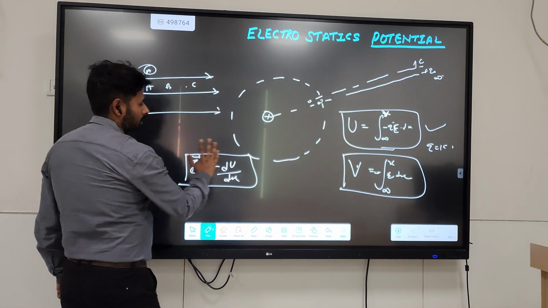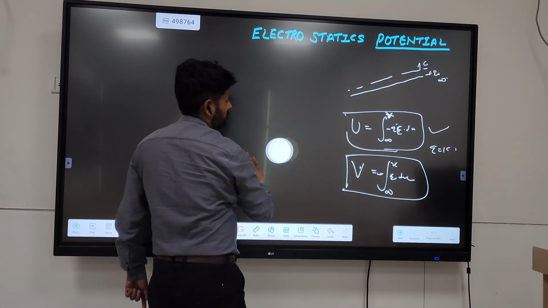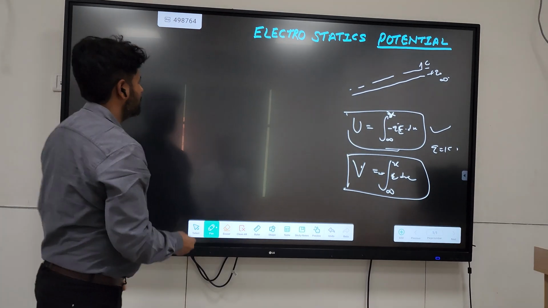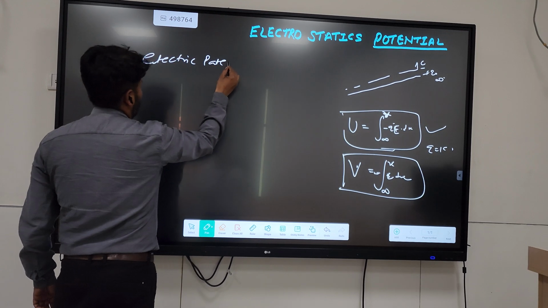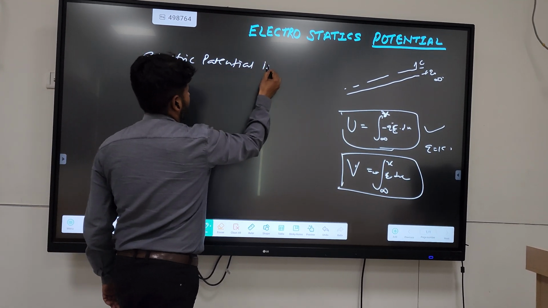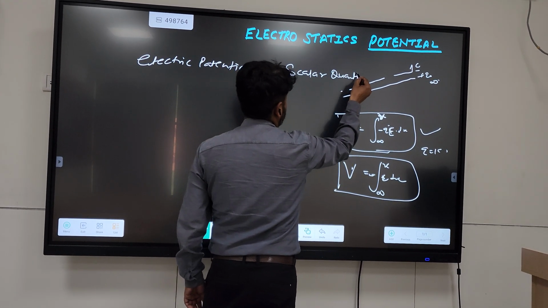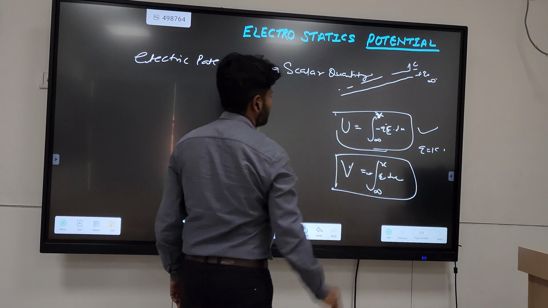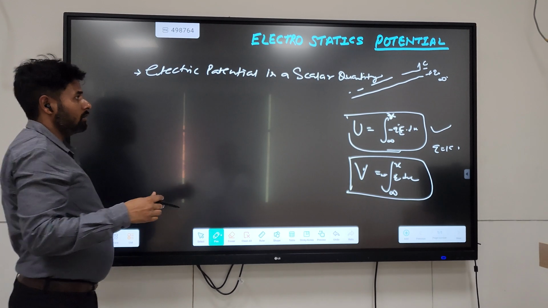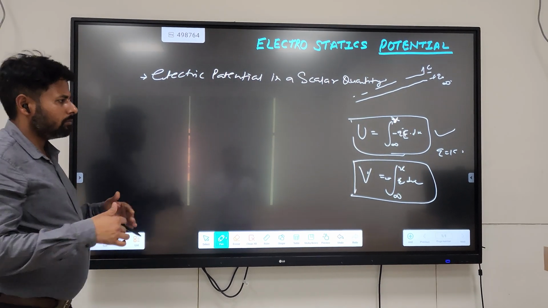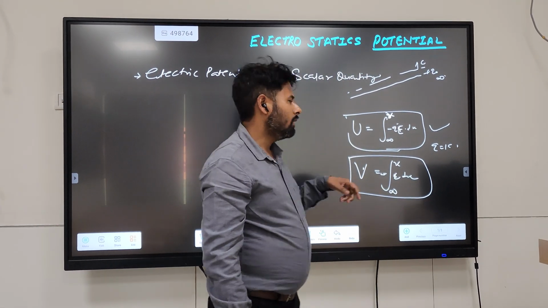Electric potential is a scalar quantity. That means if you want to find the electric potential because of a number of charges, there is no need to take any direction, no need to consider vector addition. You can directly sum up.